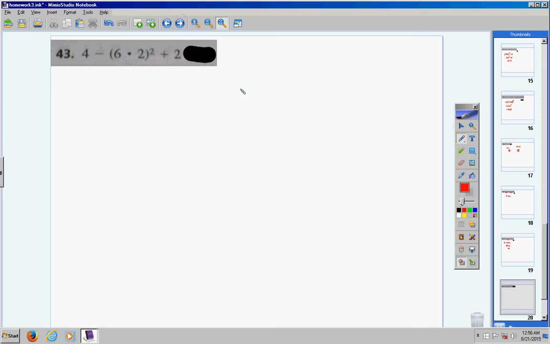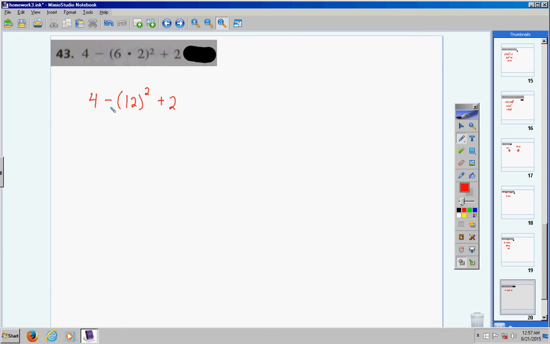Now here, I notice right away I have a power, but I can't really simplify the exponent because first of all, I have to simplify inside the parentheses so that I know what number I am raising to the second power. So with that in mind, I'm going to now put this 4 negative parentheses and then a 12. 6 times 2 is 12. Next, I'm going to simplify my powers.